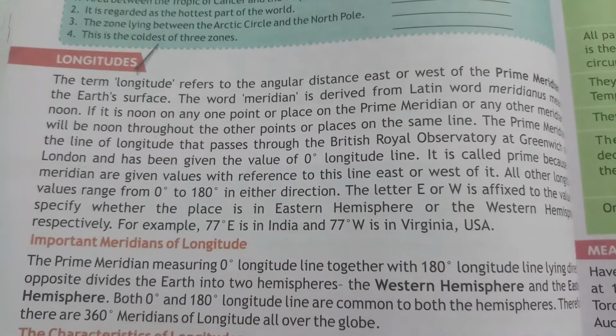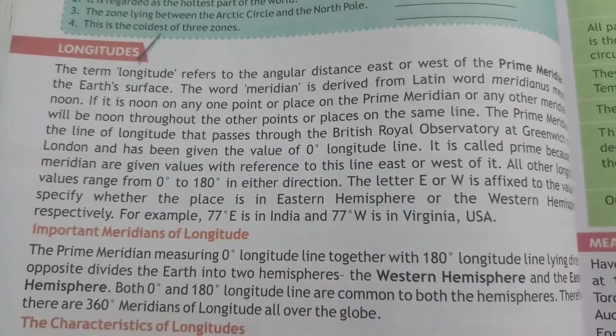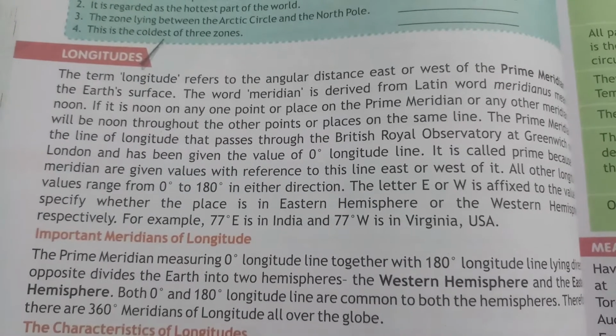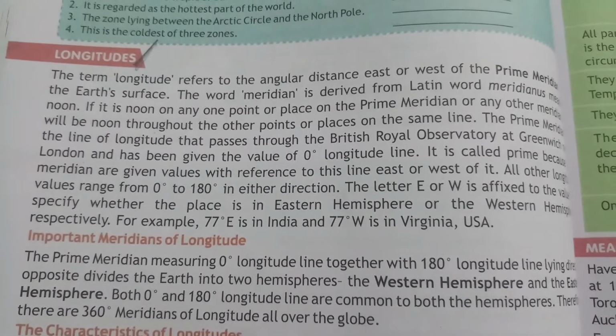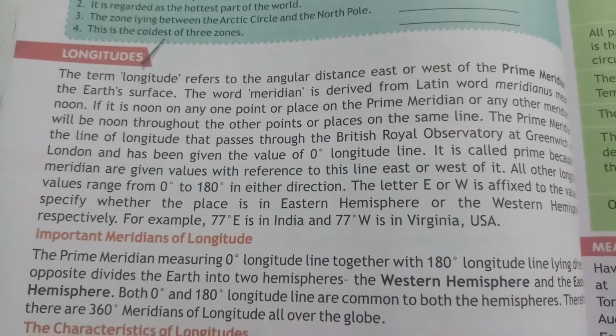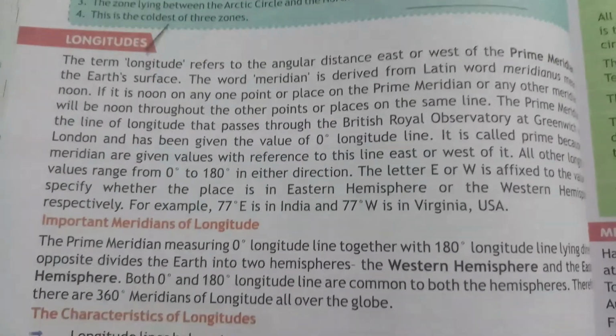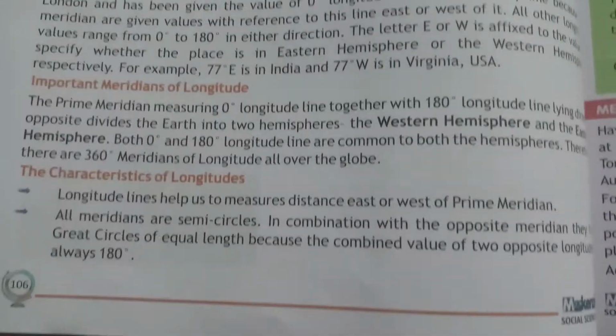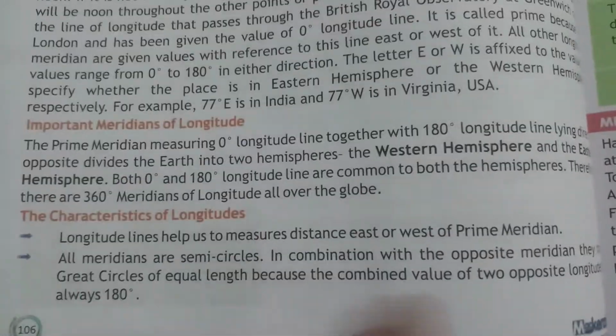For example, 77 degree E is in India and 77 degree W is in Virginia, USA. Okay. Importance of meridians of longitude.